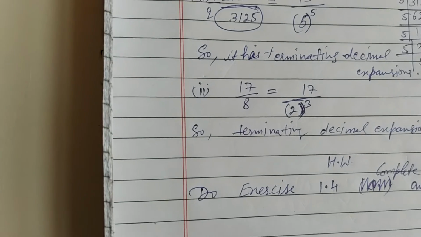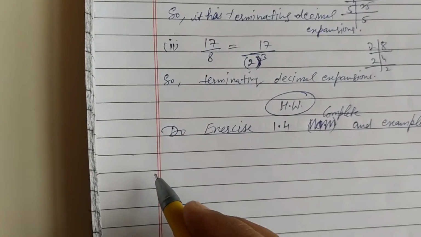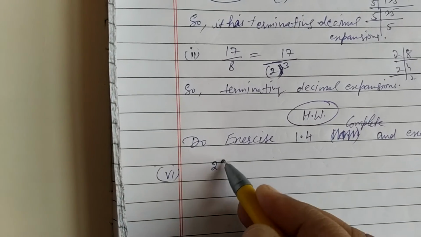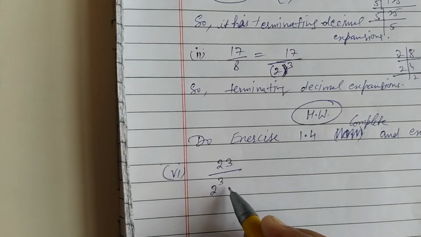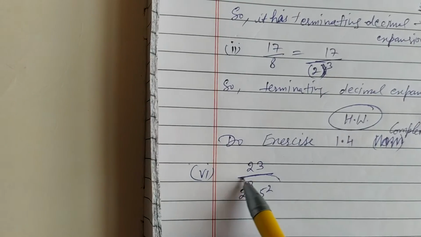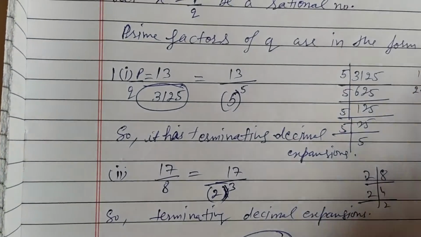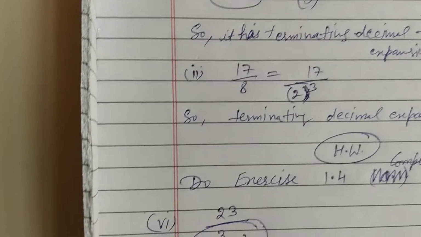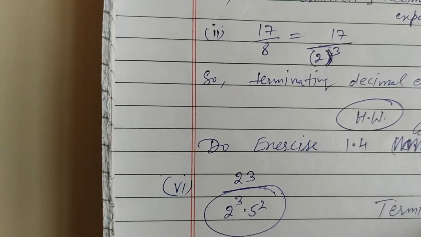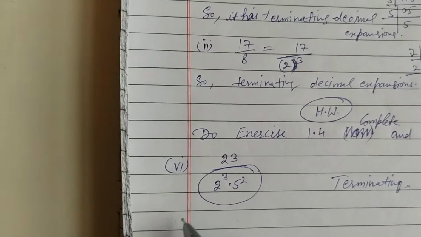And the examples. Let's take more examples, more questions are there. Sixth part: 23 upon 2 power 3 into 5 power 2. This is already given in prime factorization form. This is again in the form 2 power n into 5 power m, so its decimal expansion is terminating.